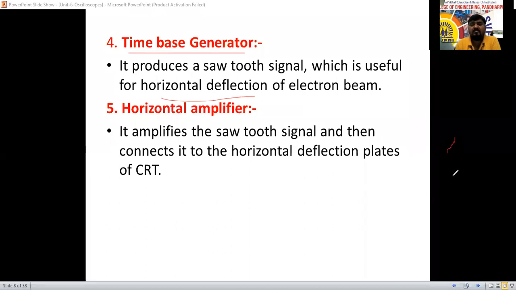Next, the horizontal amplifier, it is going to amplify whatever sawtooth signals are there, which are applied to the horizontal plates. Those sawtooth signals are amplified by using horizontal amplifiers here now. It amplifies the sawtooth signal and then connects it to the horizontal deflection plates of the CRT here now. First it is going to amplify, then it is going to connect it to the CRT.